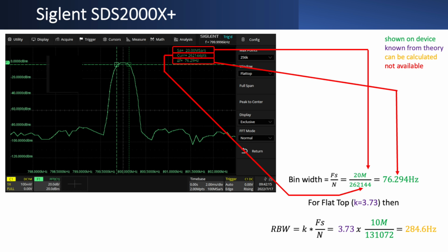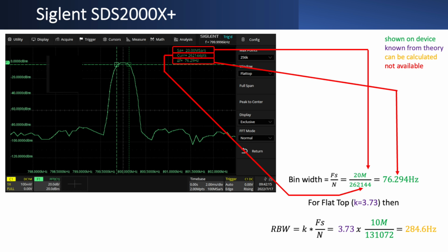In this case it's set to 256K, as we also see in the menu on the screen. That K is K in computer language, 1024, while the current value is shown as a regular SI value, so we have to multiply by 1024, which results in 262144. Our formula then told us the bin width should be 76.29 hertz, and that's exactly what the screen of the Siglent oscilloscope is telling us.